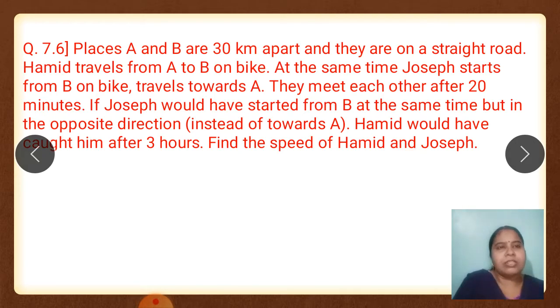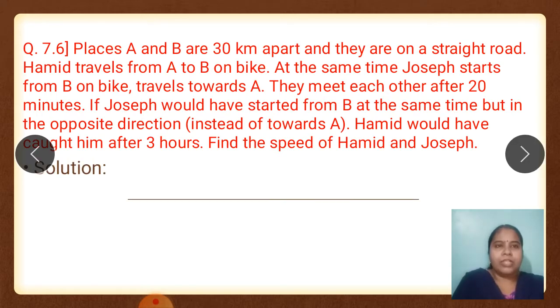But before I start this, I should understand the sum. Now look at this. First thing, this is the distance, right? Where this is a place A where Hamid is there. Then place B where I have marked, there Joseph is there. These are the two places. How many kilometers apart are they? Places A and B are 30 km apart and they are on a straight road. So I have drawn a straight road here. This is place A and this is place B. How many kilometers are they apart? They are 30 km apart. I hope the first step of the diagram is understood.